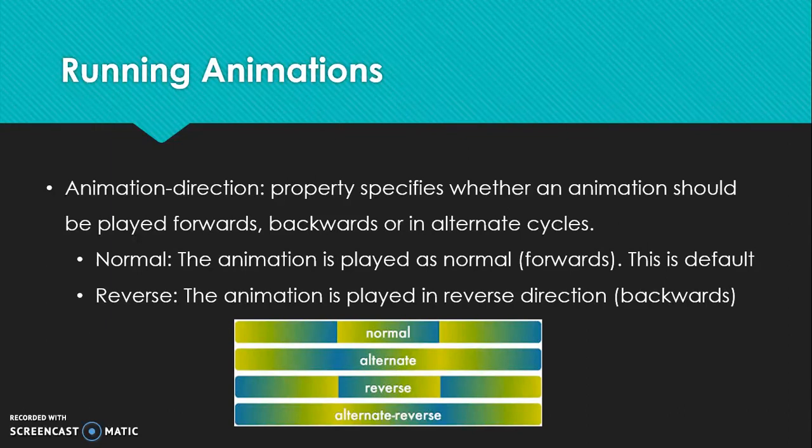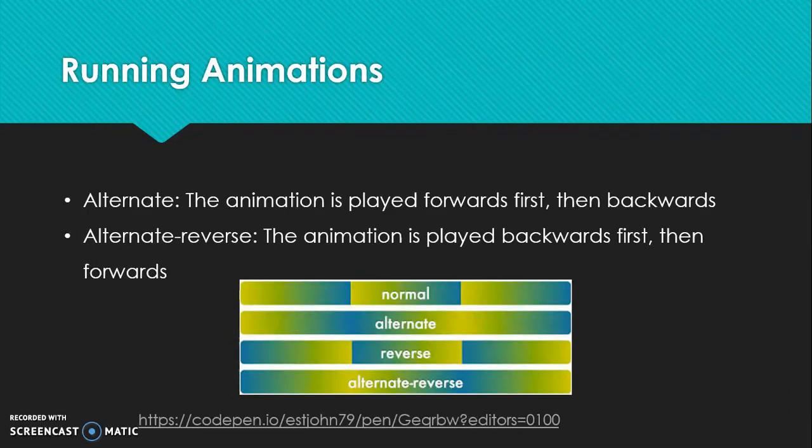Reverse plays the animation backwards. Alternate, the animation moves forward first and then backwards. And then alternate reverse does the opposite by running the animation backwards first and then forwards. And these are easiest to see, once again, in person by example.